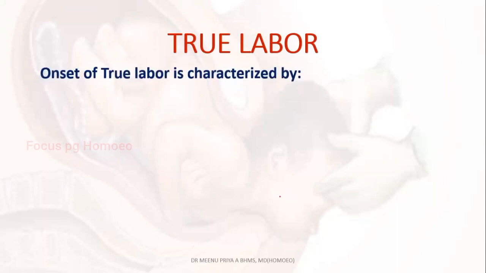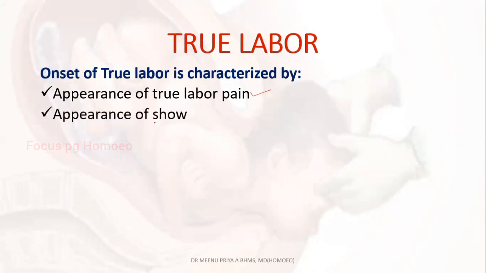The onset of true labor is characterized by the appearance of true labor pain. Once true labor pain starts, it can be confirmed that the woman is going into true labor, along with the appearance of show. This is one of the important signs for any obstetrician to confirm the onset of true labor. These are the two main criteria to understand that true labor has started.